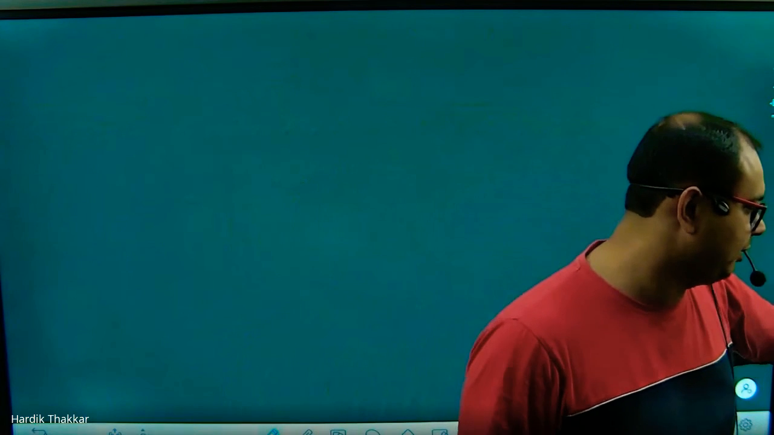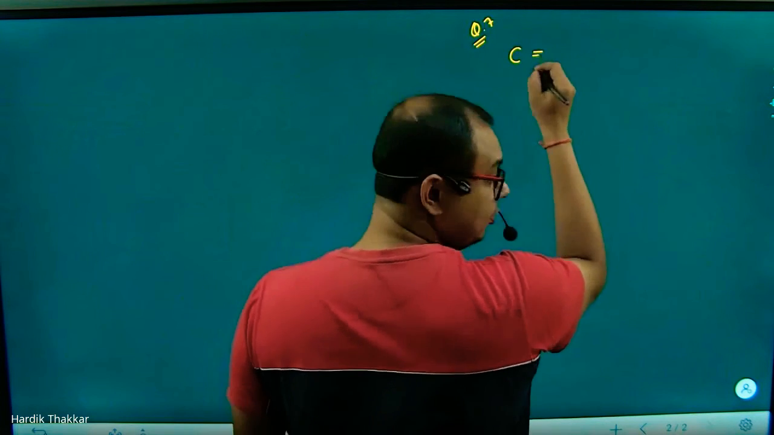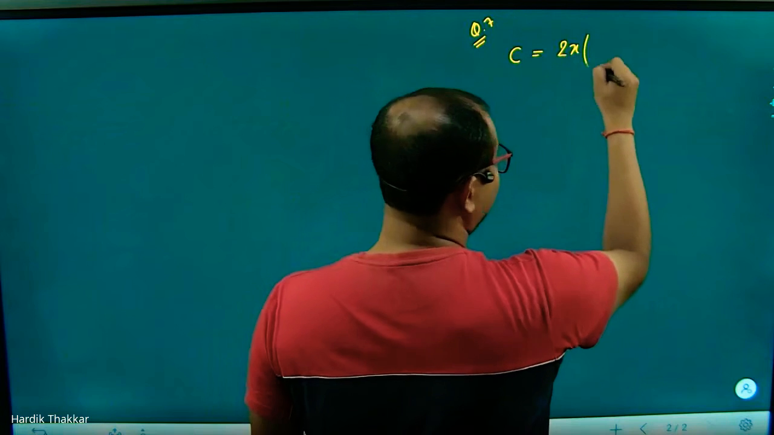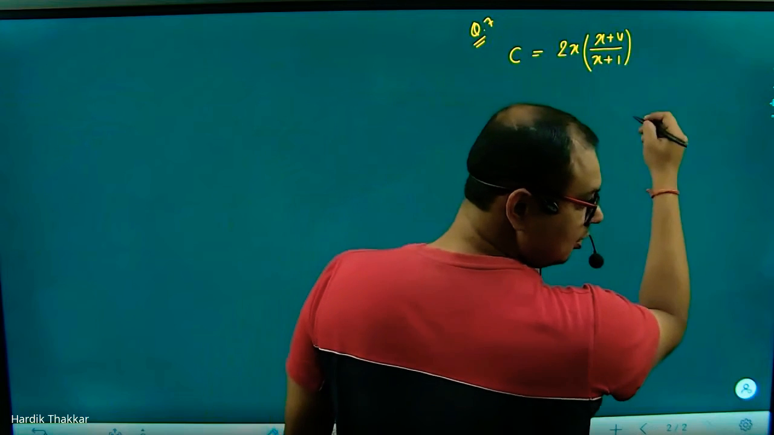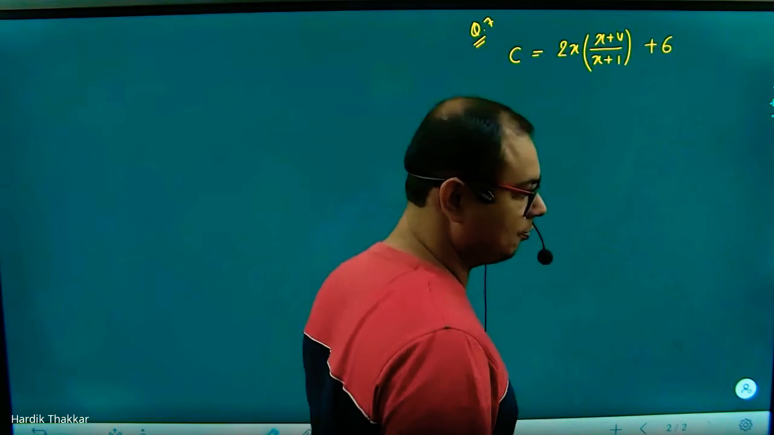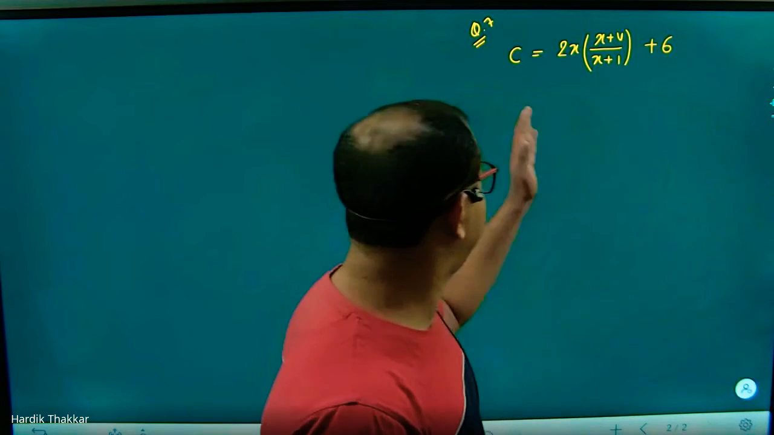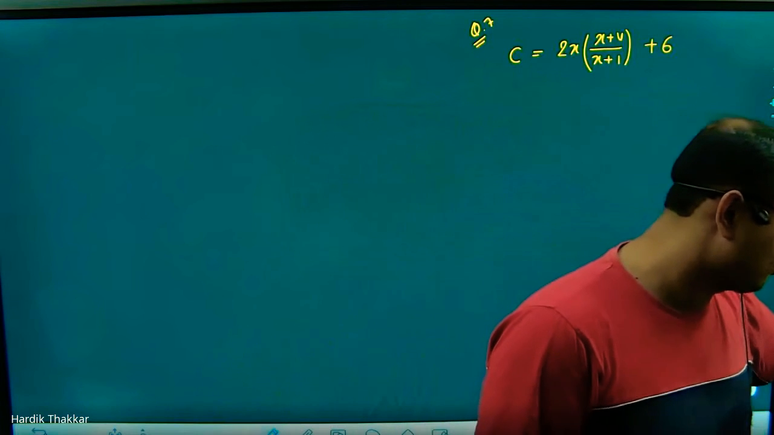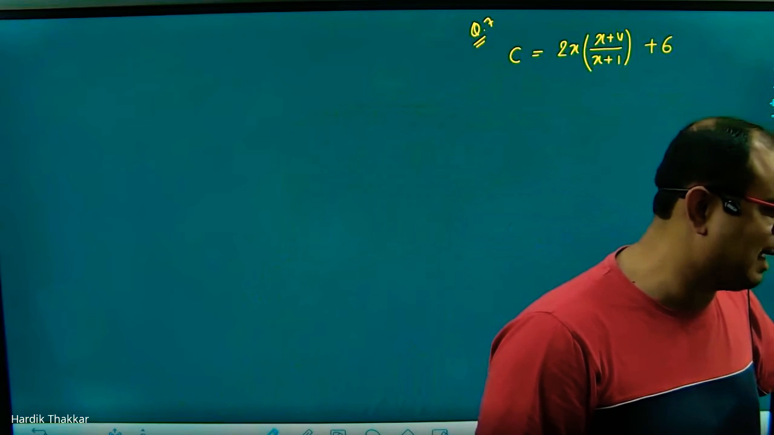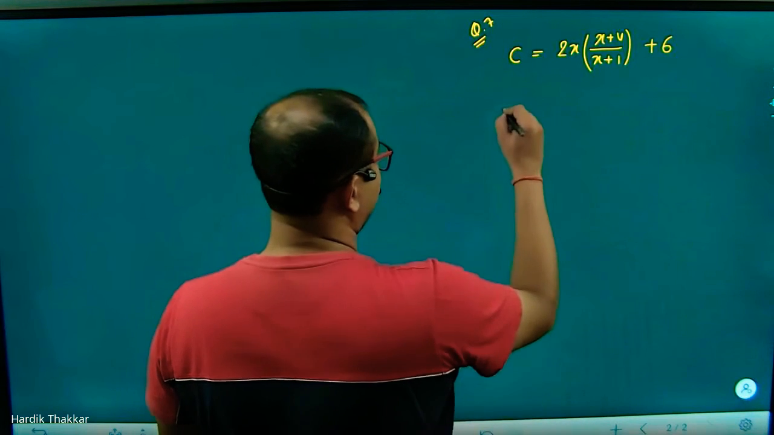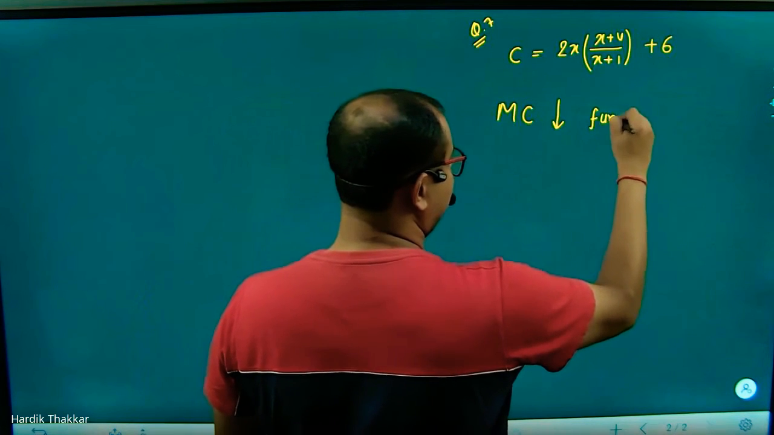Question number 7: if C is equal to 2x under bracket x plus 4 upon x plus 1, plus 6, is the total cost of production of x units. So it is basically C of x. Show that marginal cost falls continuously as x increases. So what you have to show is that marginal cost is a decreasing function of x.